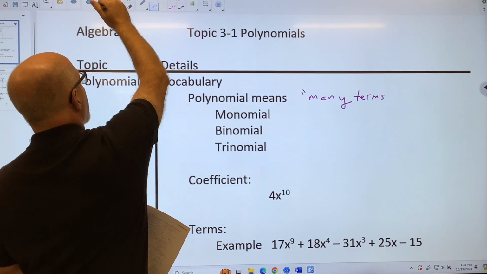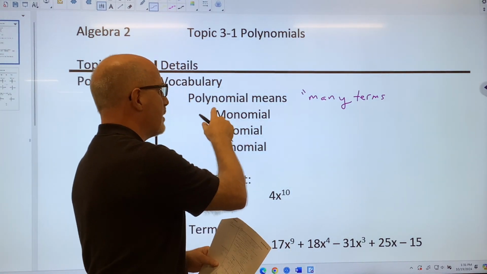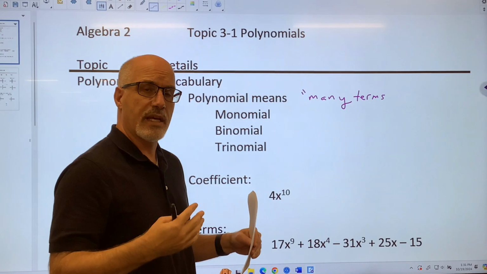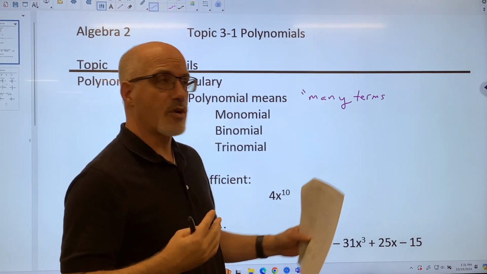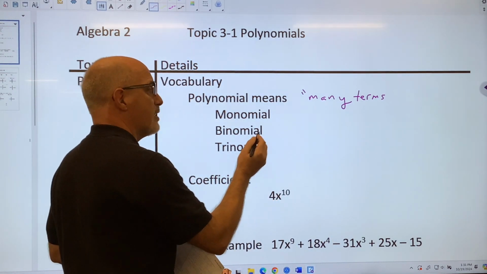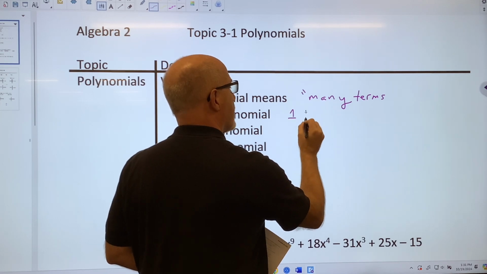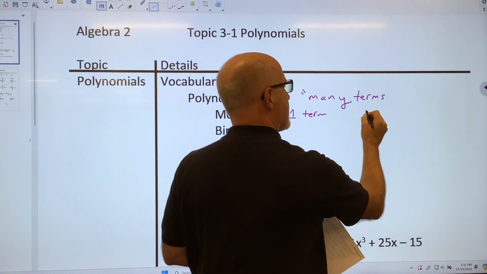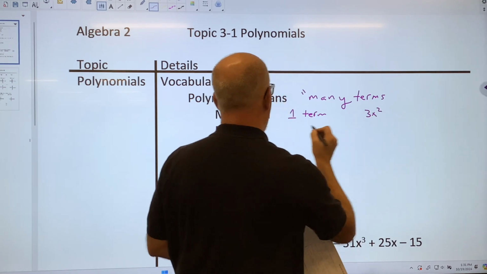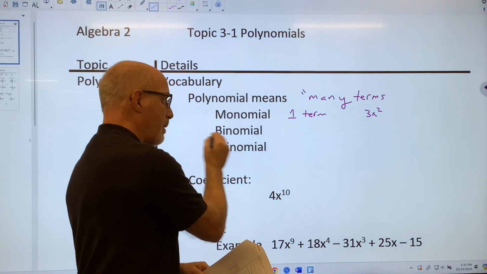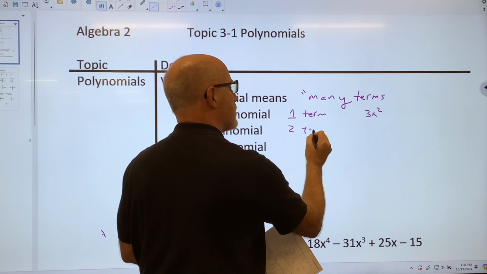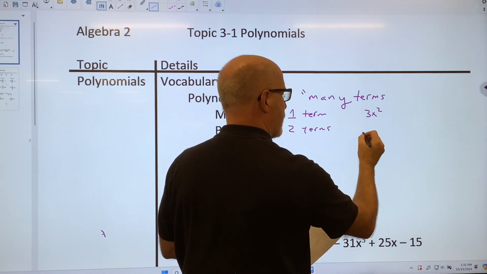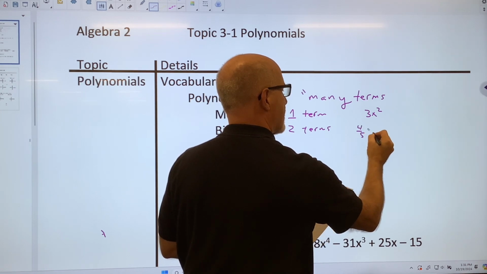So what we have with polynomials is that the poly means many, and so we're going to have many term polynomials. We're used to working with binomials and trinomials. So a monomial is where you have one term. And what that means is if you have, for instance, like a 3x squared, a binomial, the word bi meaning two, is two terms. An example of that would be, for instance, 4/5 x plus 7.